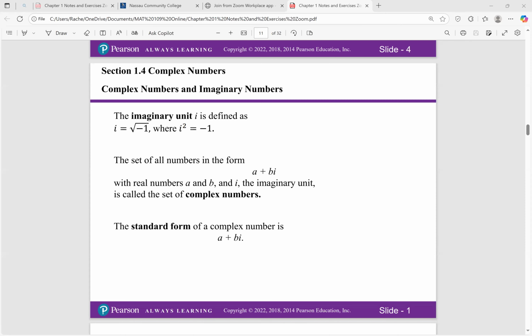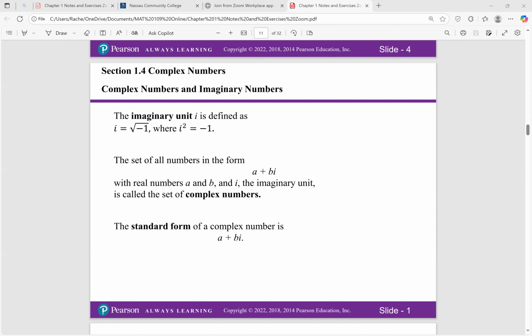In this lecture, we're going to cover section 1.4, complex numbers. So the first slide begins with the definition of a complex number and imaginary numbers. Some of you might remember that we can work with what's called an imaginary unit. We call it i, and it's defined as the square root of -1.